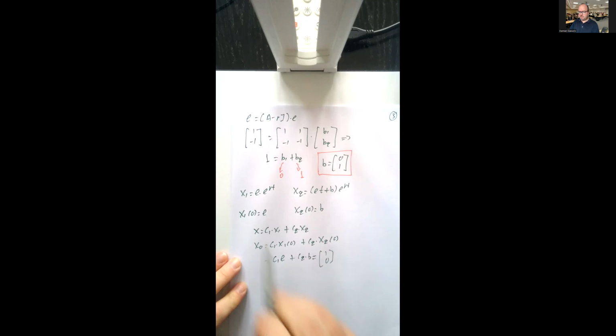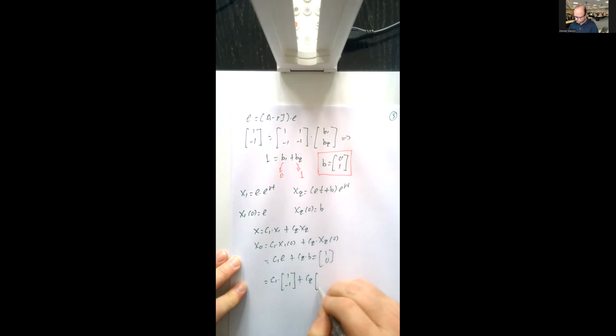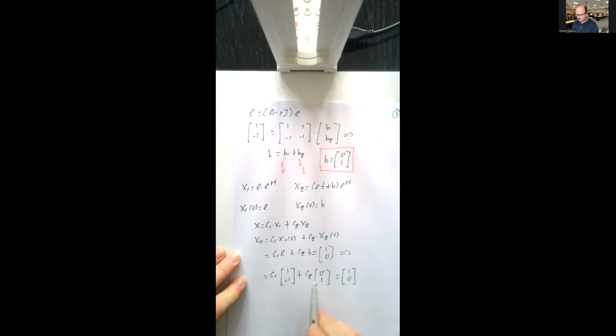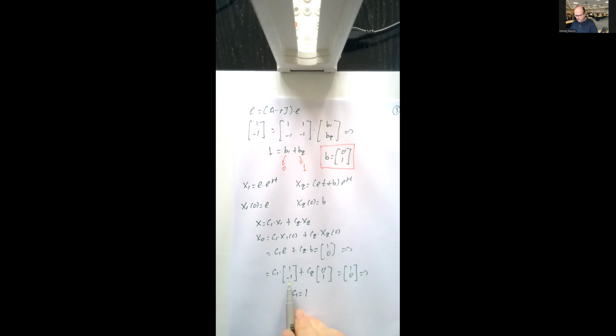But what is e? E is 1 and minus 1. So c1, 1 and minus 1 plus c2 times b, b is 0 and 1, equals 1 and 0. So I have c1 times 1 plus c2 times 0 equals 1. So I can immediately say that c1 will be 1. Minus c1 plus c2 equals 0. Hence, c2 will also be 1.